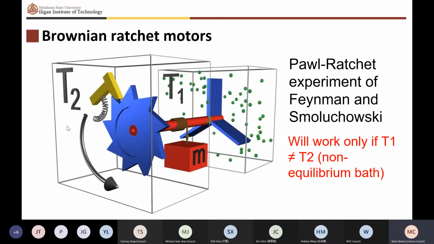I think everyone has already encountered Feynman's very famous Pawl and Ratchet experiment in his Feynman lectures. And actually, it was Smoluchowski who started a lot of these discussions before Feynman did. So the idea is that you have this ratchet over here, and they are separated by this box. And one side has temperature T1 and the other T2. So the question of Feynman is that the air molecules hitting this vane in one side, will it allow the ratchet to perform work? Of course, the answer for this is no in equilibrium, right? Because it can just fluctuate. However, this will work if there is a temperature difference, specifically when the temperature in one side is not equal to the other side. And this is practically what you call ratchet motors, okay?